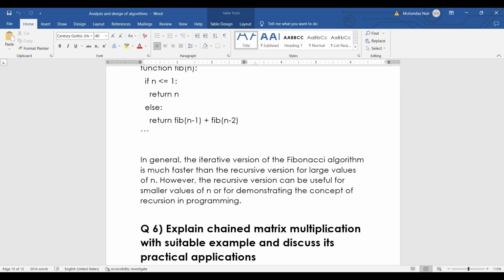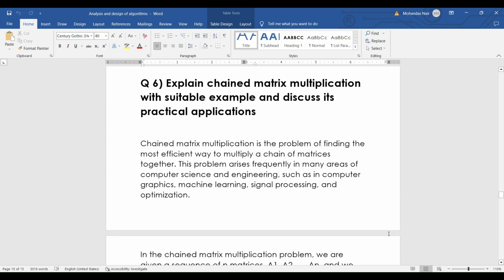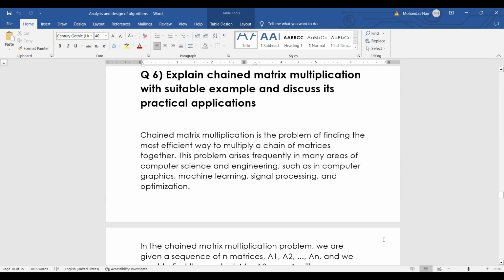In general, the iterative version of Fibonacci algorithm is faster than the recursive version for large values of n. However, the recursive version can be useful for smaller values of n or for demonstrating the concept of recursion in programming.